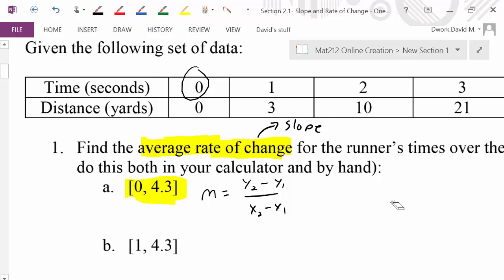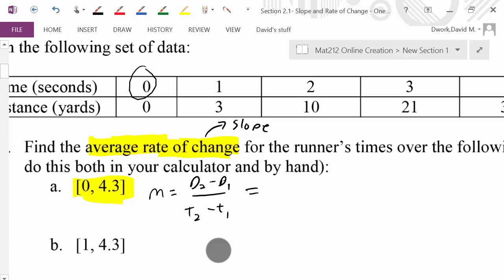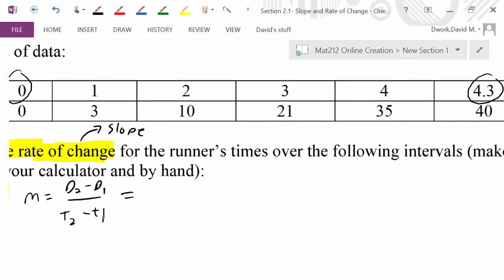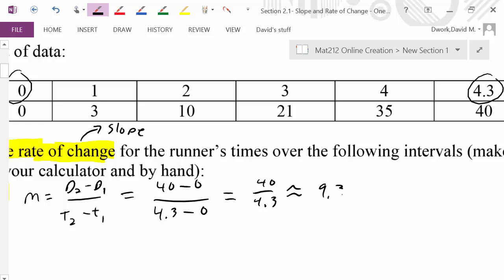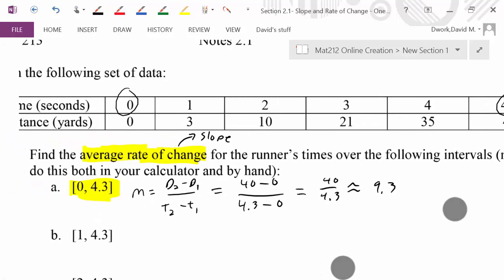So what we're going to do is use our slope formula, but instead of y2 and y1, we're going to make it distance 2 minus distance 1 over time 2 minus time 1. Let's go find that distance. The distance was 40 minus 0 over our time of 4.3 minus 0. So that simplifies down to 40 over 4.3, which is approximately 9.3.